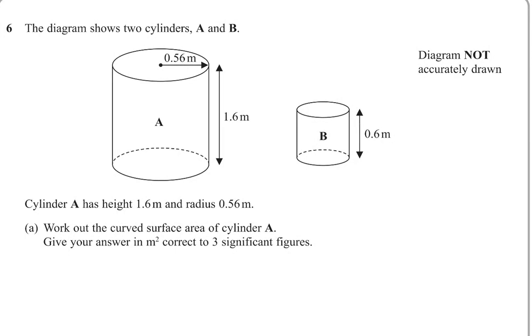Okay, the diagram shows two cylinders A and B. A has a height 1.6 and radius 0.56. Work out the curved surface area of cylinder A.